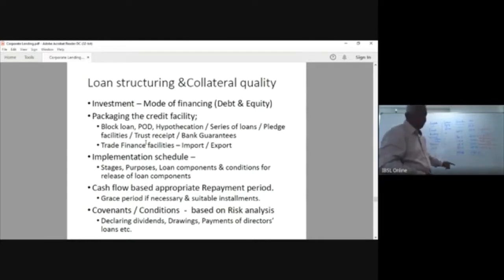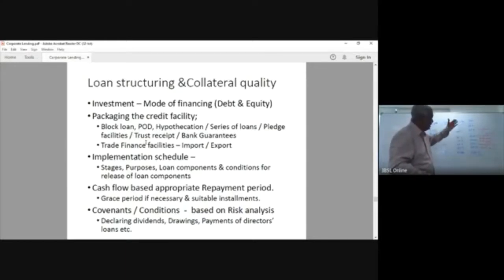Okay, and then implementation schedule. What is the implementation schedule? So what are the stages you are going to release this one? For what purposes you are going to release this one? Purposes also. You understand. What are the loan components? Yeah, components also.